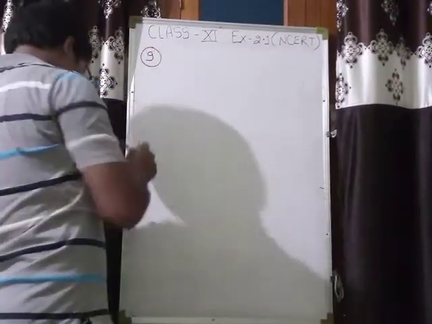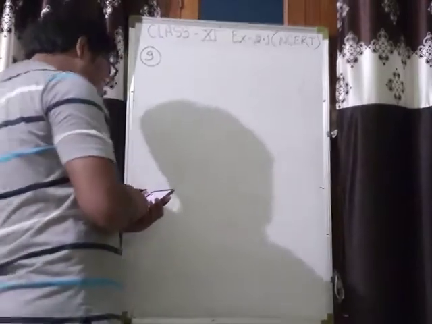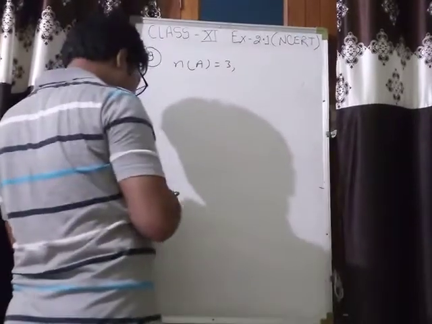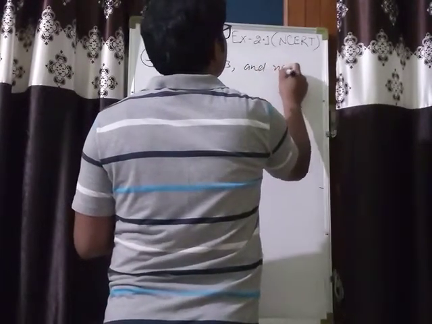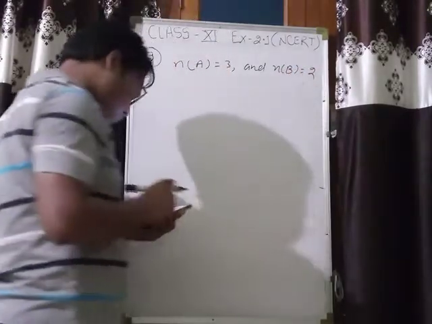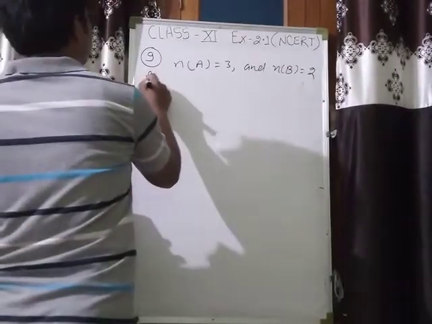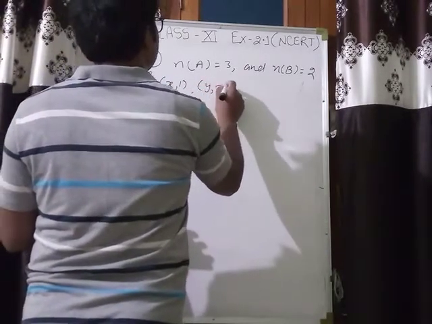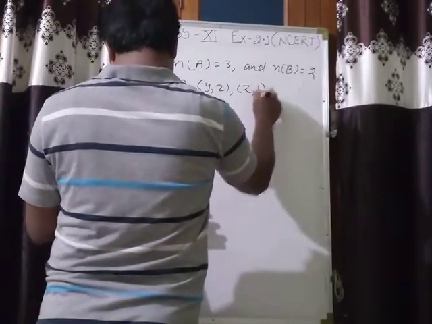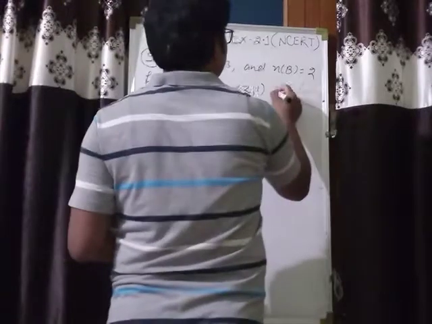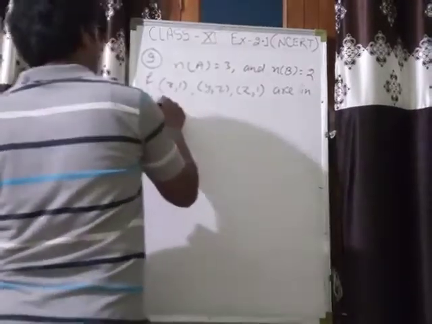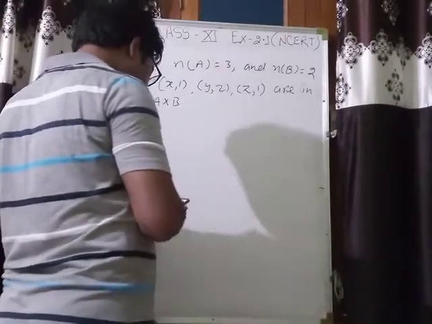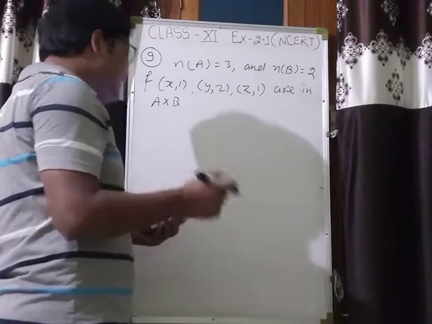Question number 9. A and B are two sets such that the number of elements in A is 3 and the number of elements in B is 2. If (x,1), (y,2), (z,1) are in A Cartesian product B, then find A and B, where x, y, z are distinct elements.